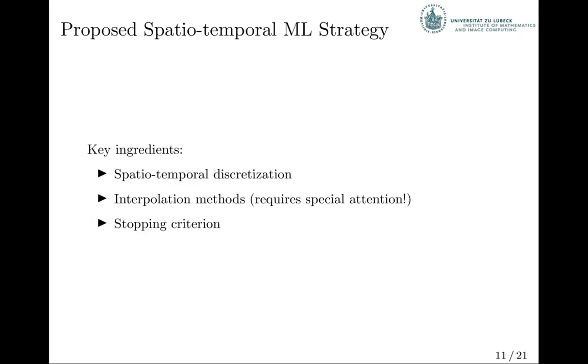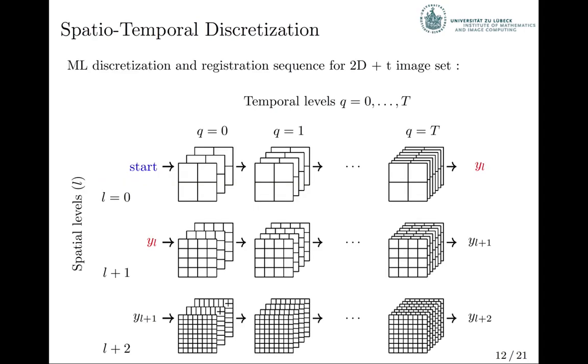Our spatio-temporal strategy consists of mainly 3 parts: the discretization of the spatio-temporal space; the interpolation methods to interpolate the transformation field along the temporal and the spatial dimension, and we will point out that it needs special care, so we cannot simply perform linear interpolation at each level; and the third thing is the stopping criteria, which is very important to reduce a lot of computation time.